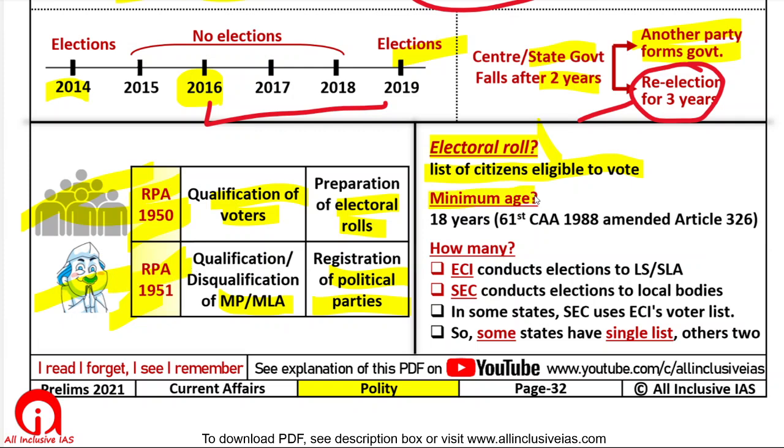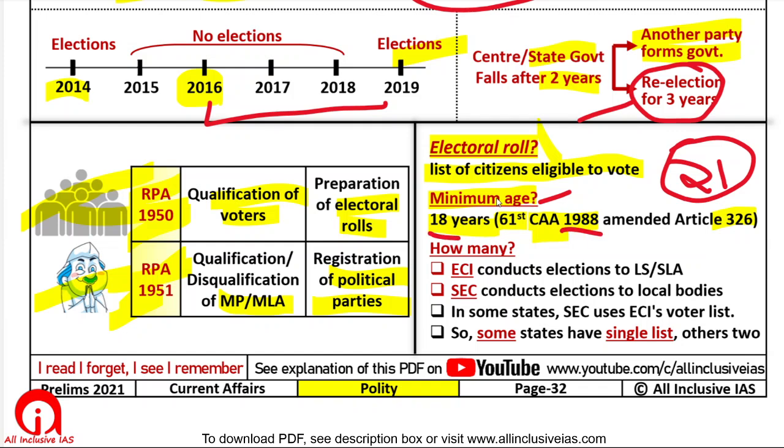The minimum age for voting is 18 years, you all know. Just remember by which amendment act we got this 18 years. We got this 18 years by the 61st Constitution Amendment Act 1988. This amendment amended Article 326. In Article 326, it was written that the minimum age for voting is 21 years. But then it was reduced by this amendment to 18 years.